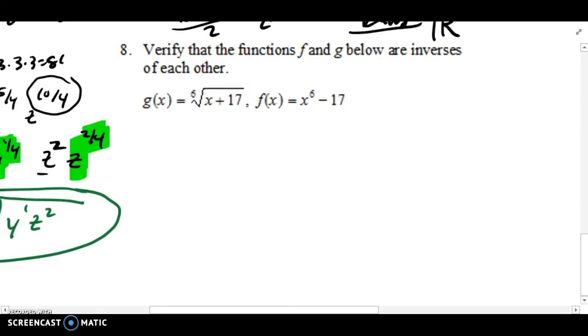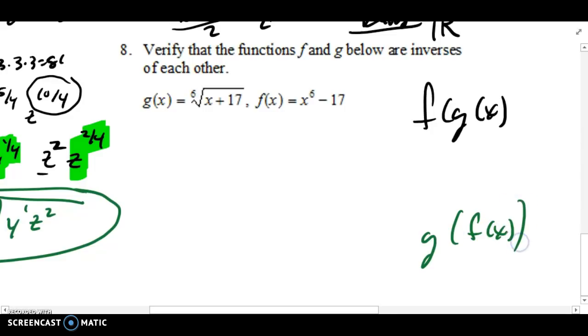So we're going to verify that these are inverses of each other, and that means we're going to do function composition. So we're going to do this one in black, and then we're going to do this one in green. So notice we switch the x's and g's around. And if they're inverses, everything cancels. So we're going to start with f. So here's f, x to the 6th minus 17. So we started with f.